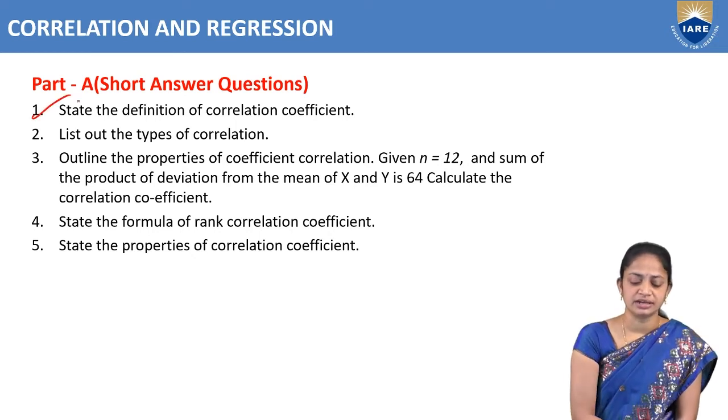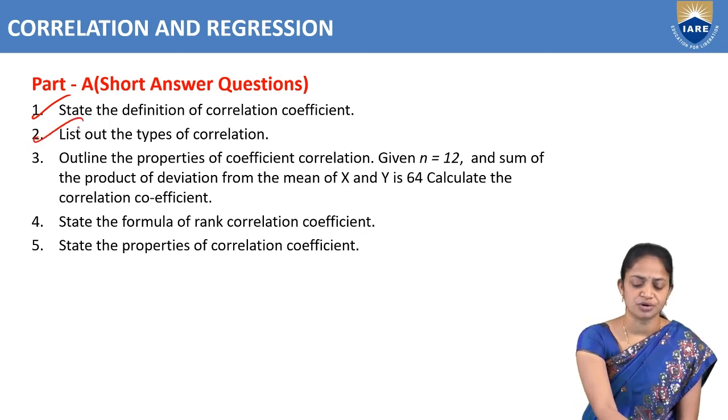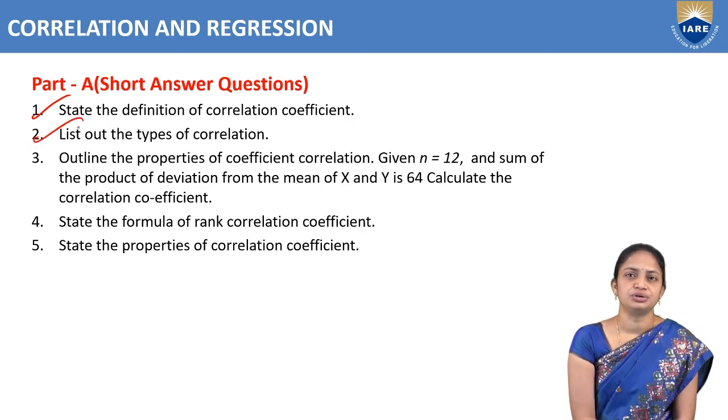First one, state the definition of correlation coefficient. So what is correlation coefficient? The relationship between the two variables is known as correlation coefficient. List out types of correlation. There are two types of correlations. First one is simple correlation and second one is multiple correlation.